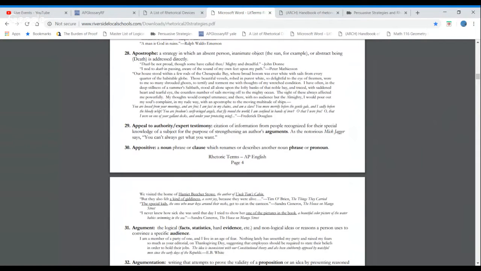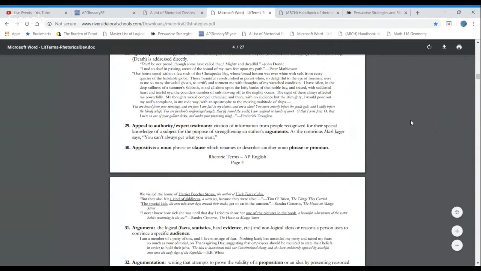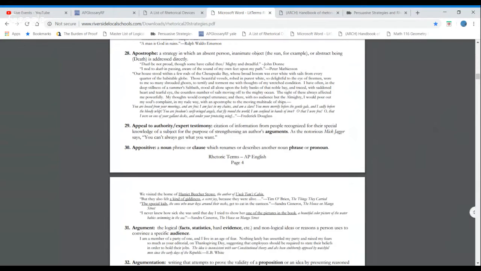Appeal to authority or expert testimony: citation of information from people recognized for their special knowledge of a subject for the purpose of strengthening an author's arguments. As the notorious Mick Jagger says, you can't always get what you want. So yeah, that's the thing in there. Appeal to authority, expert testimony. They use that a lot.